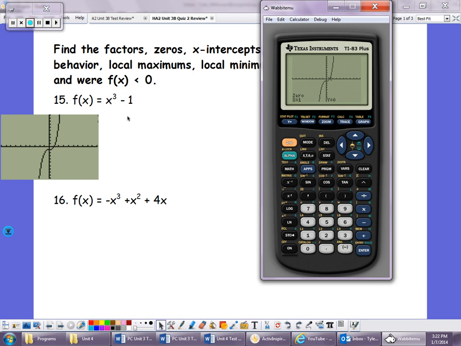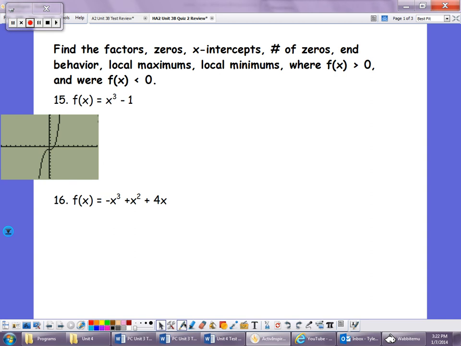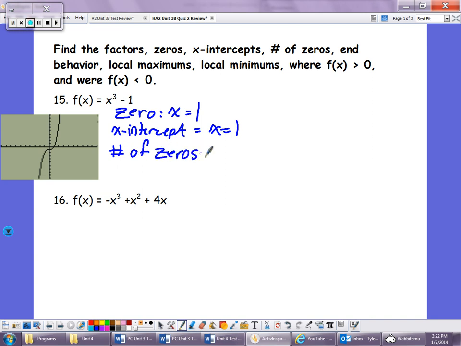So my zero is at x equals 1. If that's my zero, that's also my x-intercept. Same thing: the x-intercept would be when x equals 1. The number of zeros is clearly just 1. Simple enough. All right, the factors, we would just write this in factored form. So a factor would just be x minus 1.